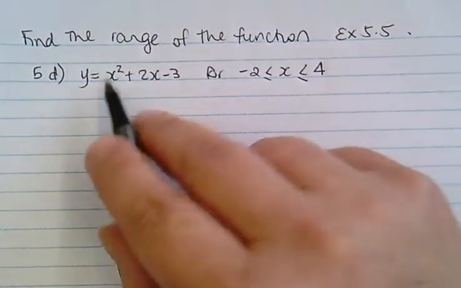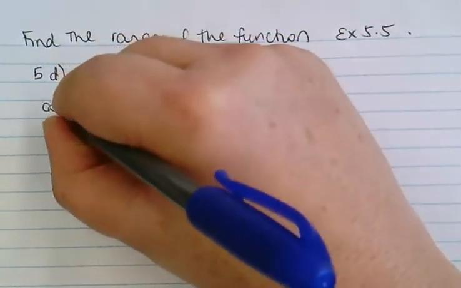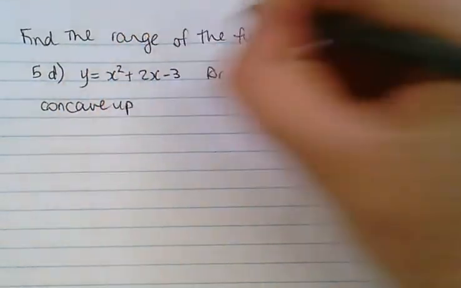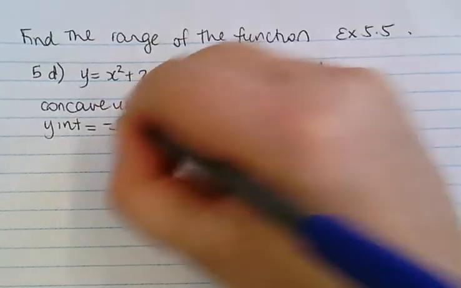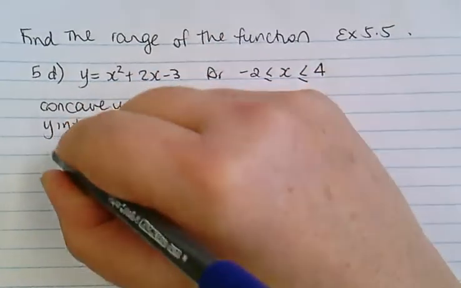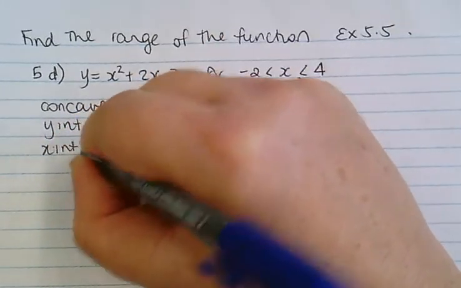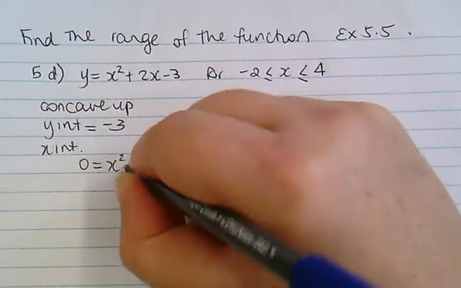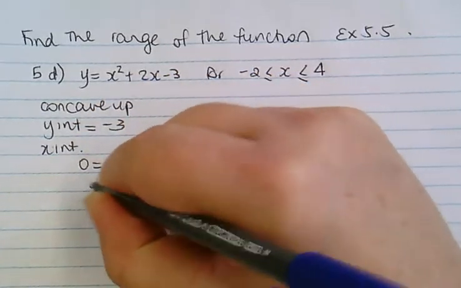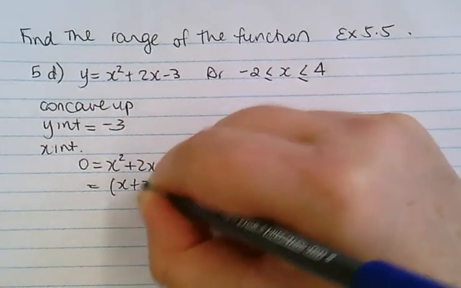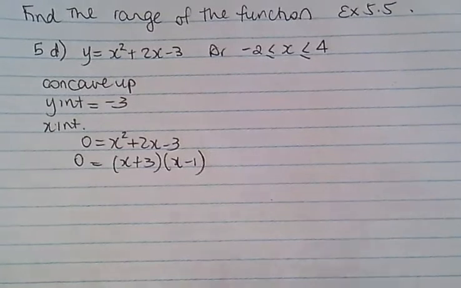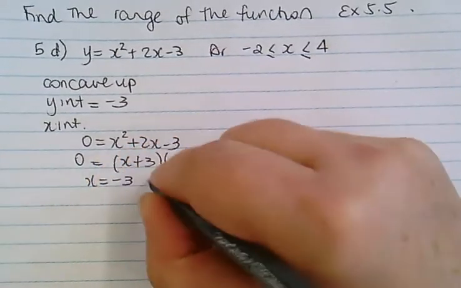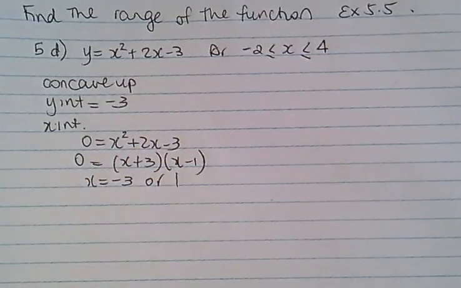So having a look at that function, what do we know? Concave up. What else? What's the y-intercept? The y-intercept is -3, right? Let's look at our x-intercepts. So we've got 0 equals x squared plus 2x minus 3. Factorizing, it must be (x plus 3)(x minus 1). And so we've got that x is -3 or 1.